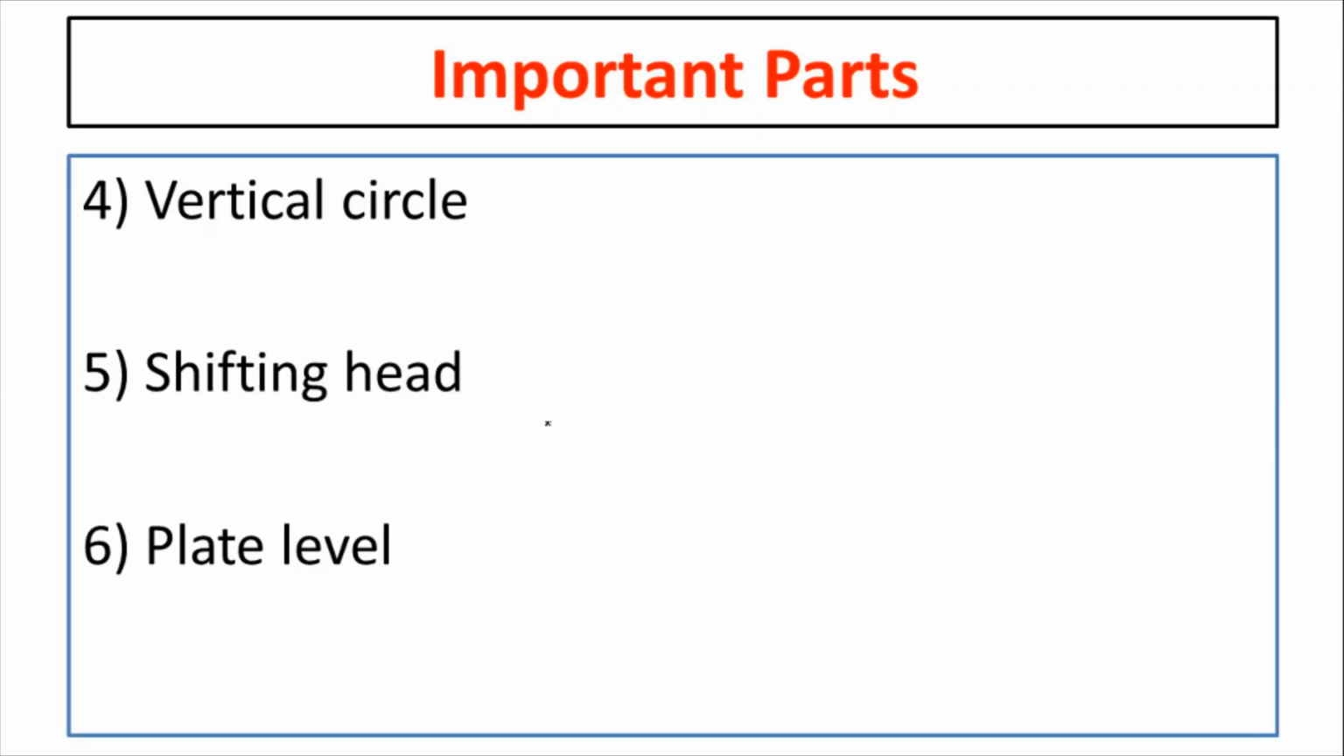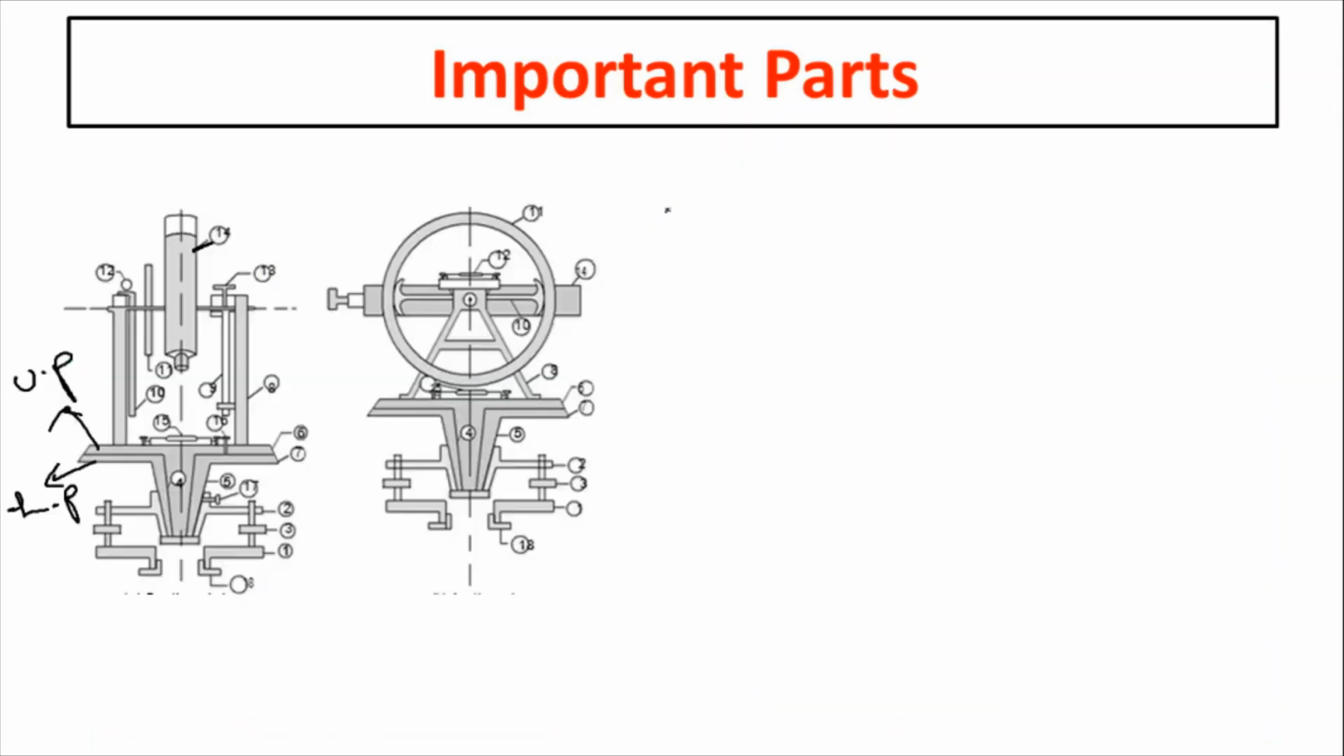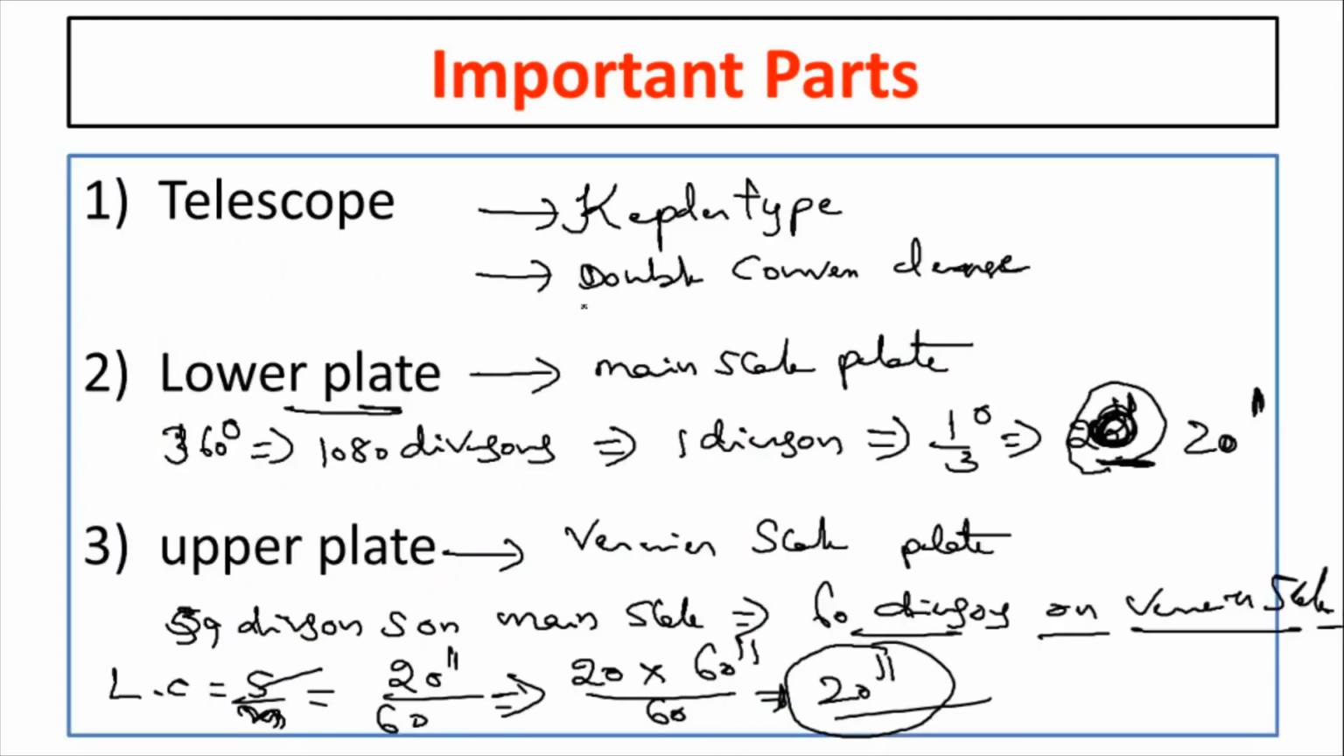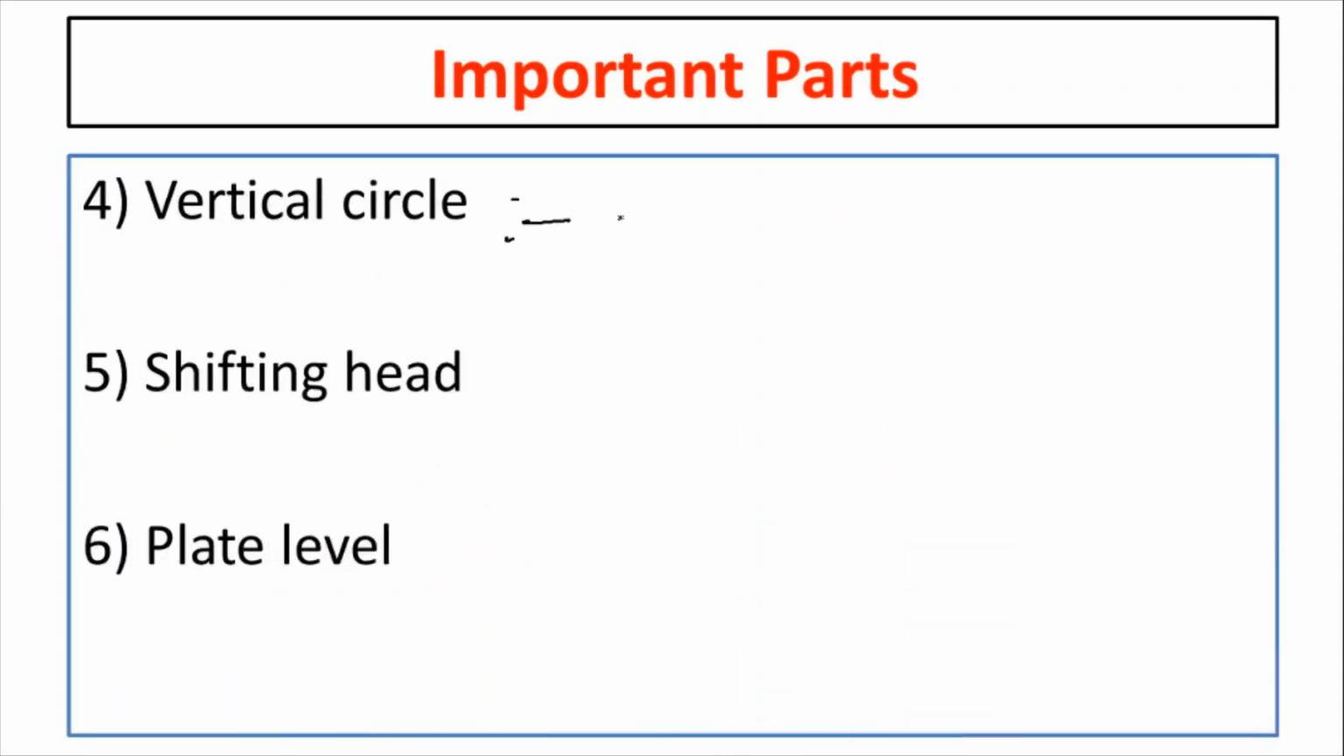Okay, then next part here is the vertical circle. Whatever this vertical circle is, it will be on the left side of the telescope like this, and this vertical circle helps in determining the vertical angles. So both the lower plate and upper plate help in determining the horizontal angles, and the vertical circle helps in determining the vertical angles.